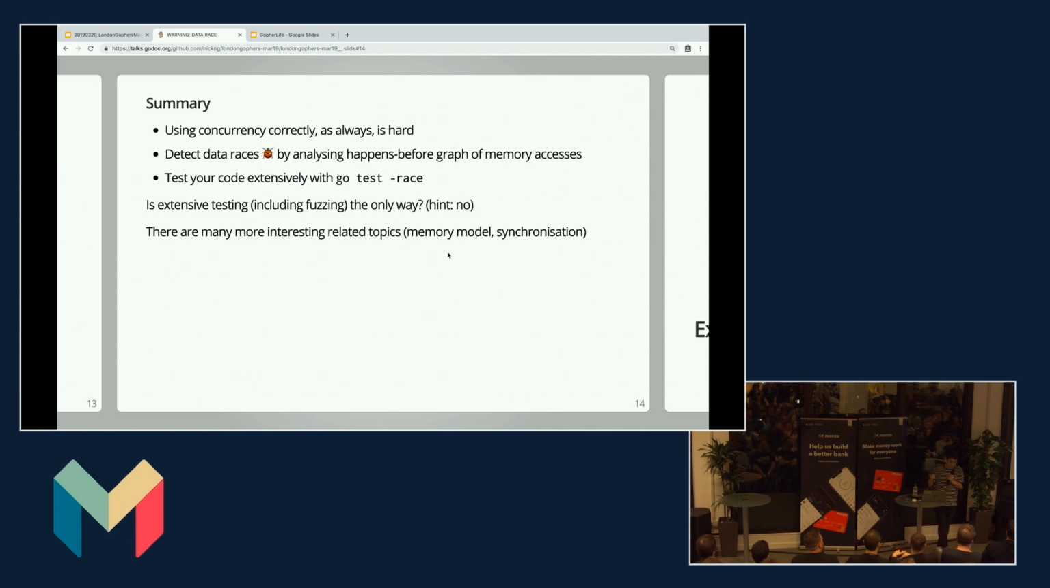I used to be a researcher, and our team is currently working on something that will try to address data race detection at static time. But this topic of data race is just really big, and there are many more interesting and related topics like memory model and synchronization. And I think I'll stop here.